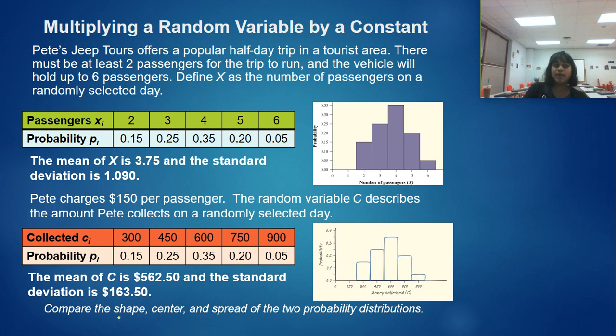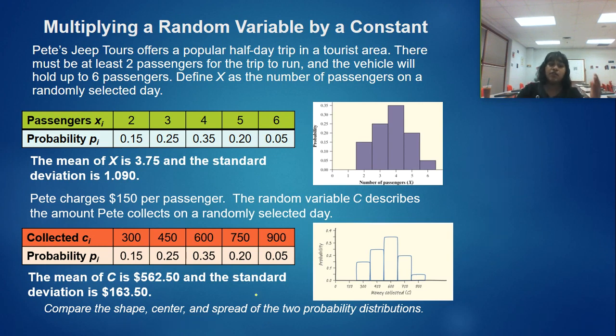So how do I compare the shape, center, and spread for these 2 probability distributions? For X, the center is a mean of 3.75. There are no unusual values. The spread is a standard deviation of 1.090, and the shape is approximately symmetric. How would I describe or compare the shape, center, and spread?